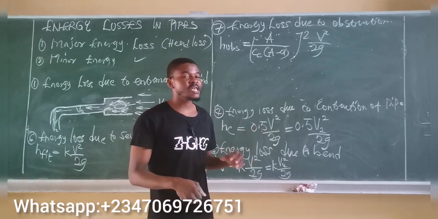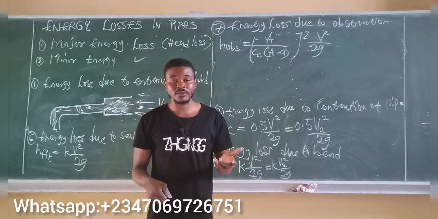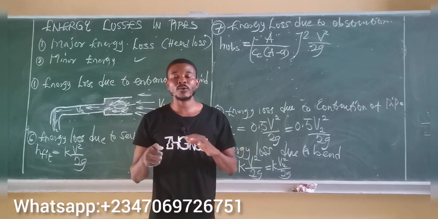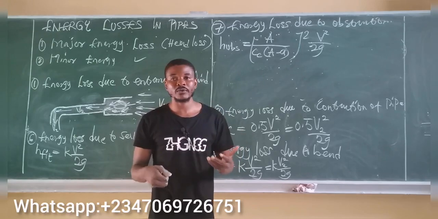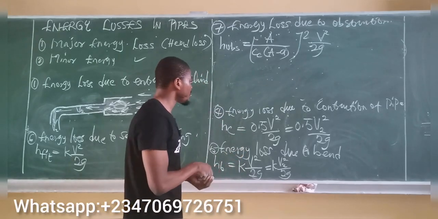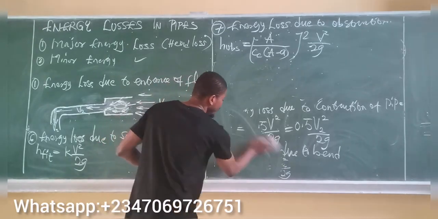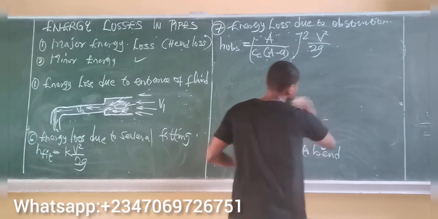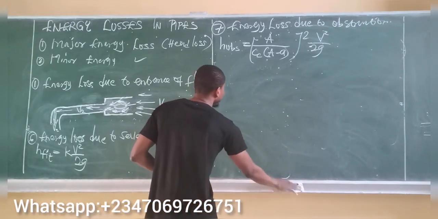But these energy losses came from an equation which is called the Bernoulli's equation. So I've done a video on Bernoulli's equation. Do well to watch it for proper understanding. The whole energy losses came from the Bernoulli's equation. How? Now, let's recall the Bernoulli's equation. We've done that before. I'll post a link to that video in the description of this particular video, so do well to watch it or go through my playlist for proper understanding.